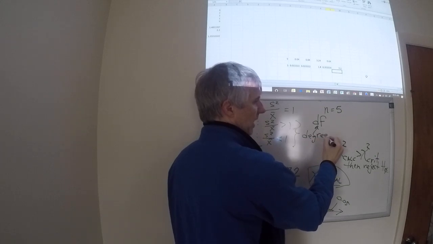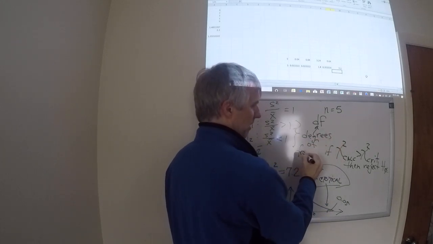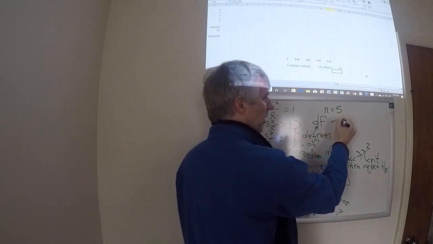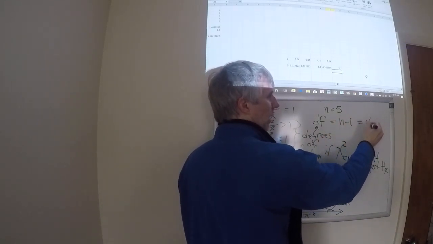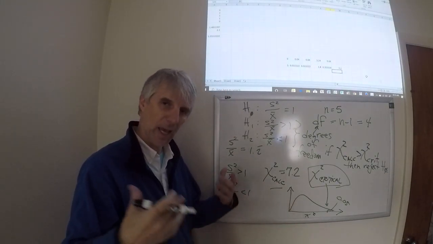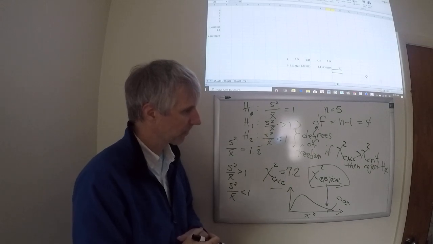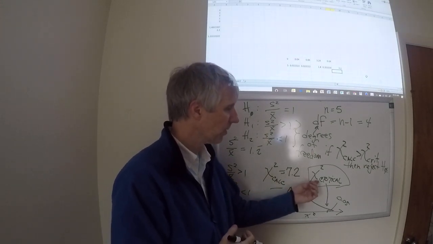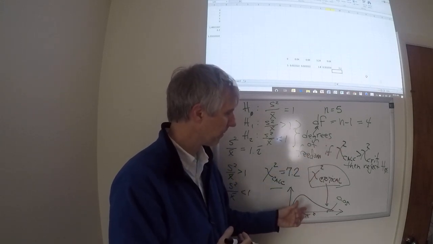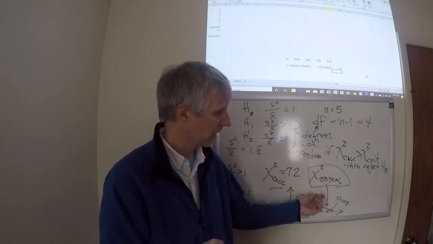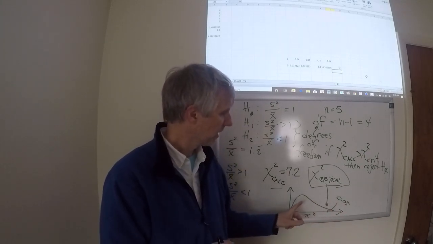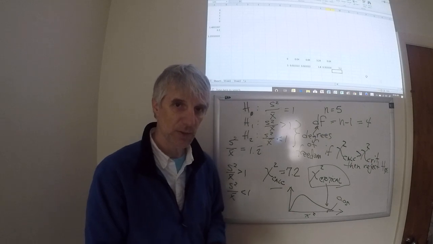What we need to do is calculate what are called the degrees of freedom. The degrees of freedom are equal to n minus 1. So in our case, our distribution has 4 degrees of freedom. You'd look up in the table the chi-square distribution for 4 degrees of freedom, get the critical value for the 5%, and then compare these two.